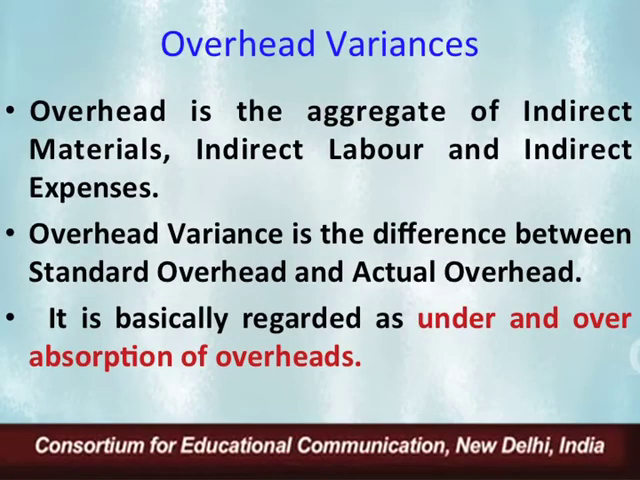What exactly is the overhead variance? So first of all, what is overhead? As I told you, overhead is the aggregate of indirect materials, indirect labor and indirect expenses. Overhead variance is basically the difference between the standard overhead and actual overhead, which means the costing department must have established some standard for your overheads also, and we have to compare it with the actual overhead to determine whether there is any variance or not.